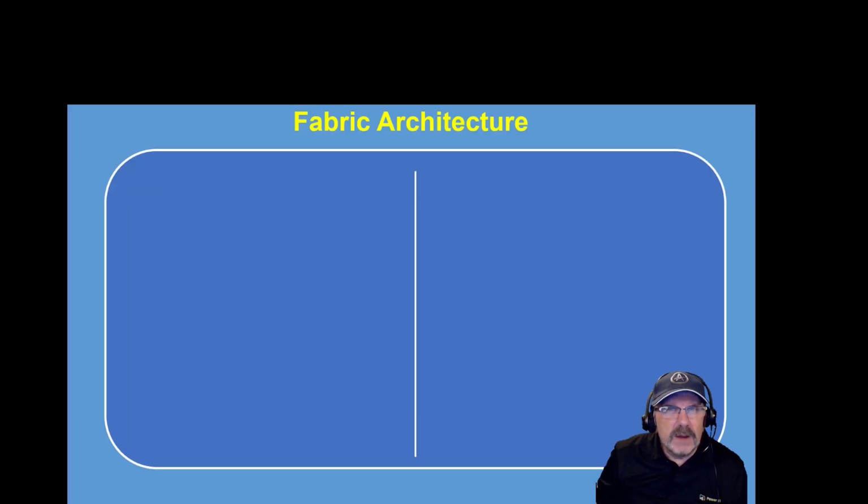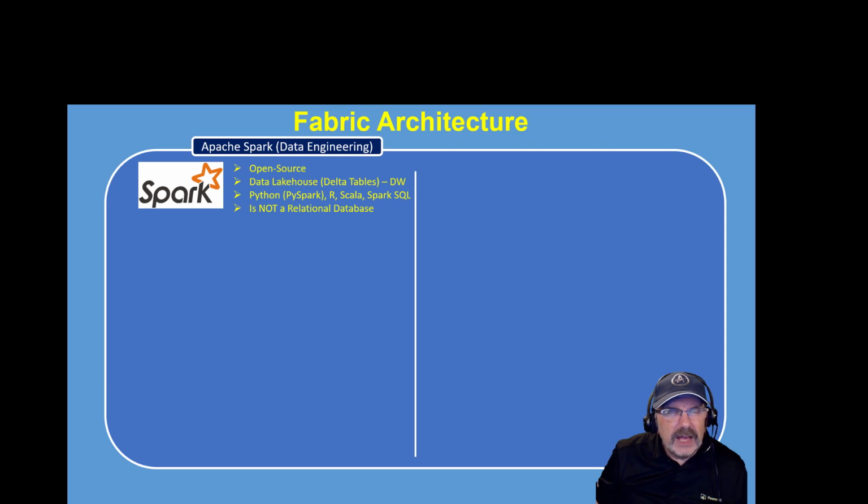So let's look at the Fabric architecture. On the left side, we have Apache Spark. And remember, this was also part of Azure Synapse. But Apache Spark now has center stage. It is the core of Fabric. You can build lakehouses with it. And in fact, the underlying storage is a standard, as we'll see, for Apache Spark. So we're using Apache Spark. This is open source Apache Spark.